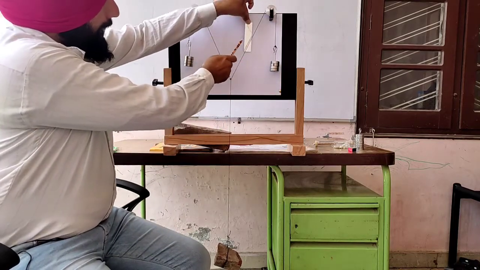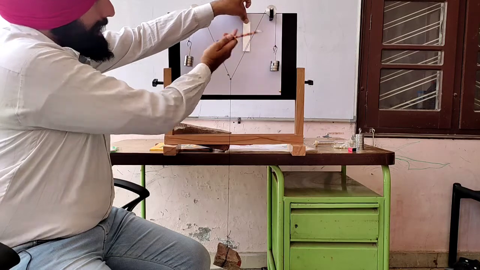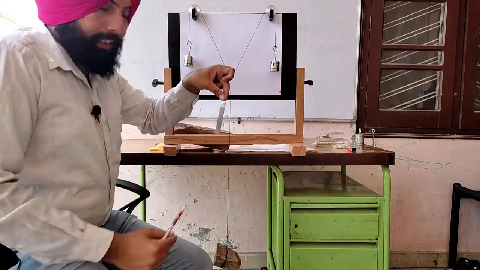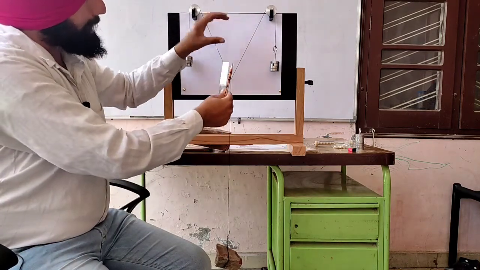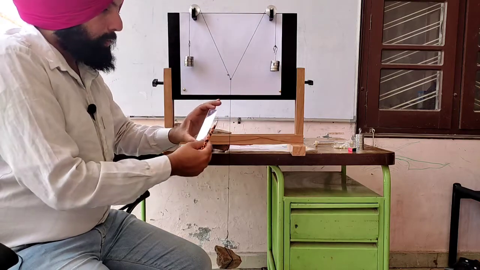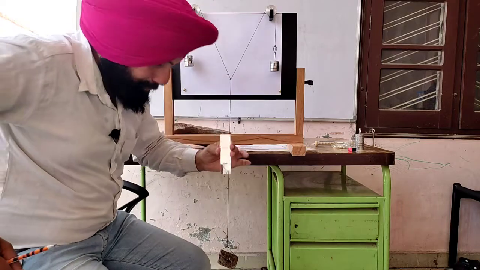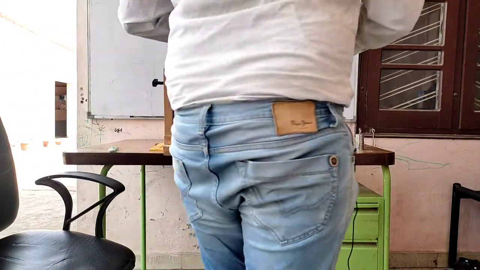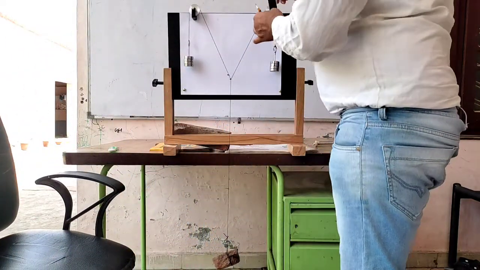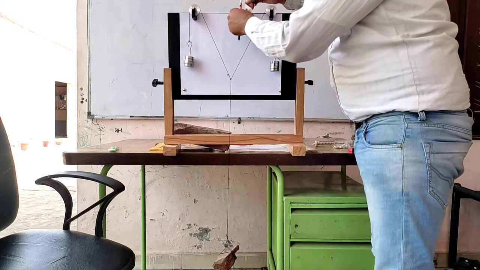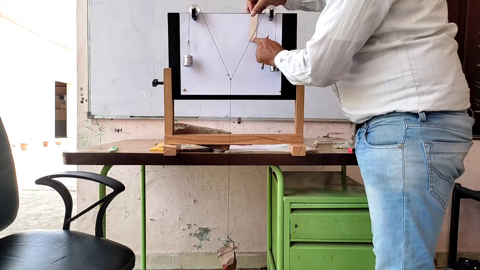Then you will mark these 2 points. Now watch carefully how I am doing. Now I am inserting the mirror strip.